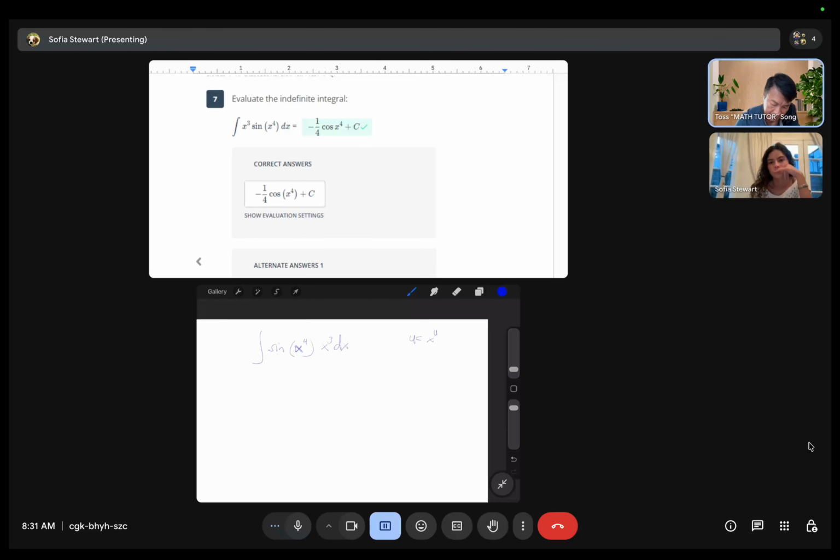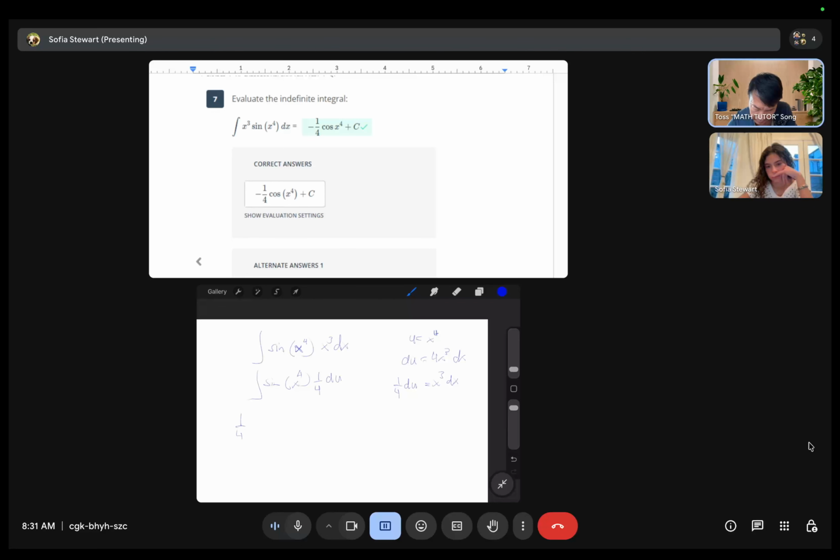x to the fourth is u, so du equals 4x cubed dx. Then 1/4 du equals x cubed dx. If you want to be clean, you can still leave the 1/4 directly below it, like this, and then pull it out later. I'll do that just to keep track. Then I pull it out.